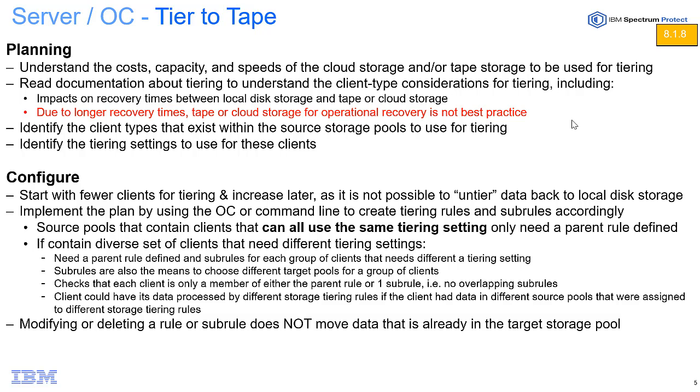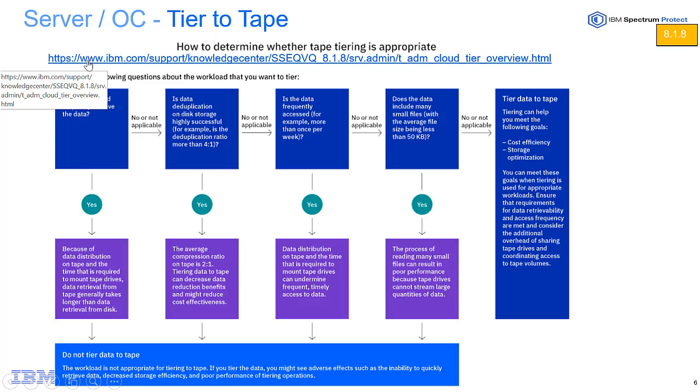Now, a client could have its data processed by different storage tiering rules if that client had data in different source pools that were assigned to different storage tiering rules. Modifying or deleting a rule or subrule does not move the data that's already been tiered out there. So once again, once you've tiered it, we cannot untier it. This chart is available directly from the Operations Center, or you can go out to the link here. But this will just help you make some good decisions on tape tiering.